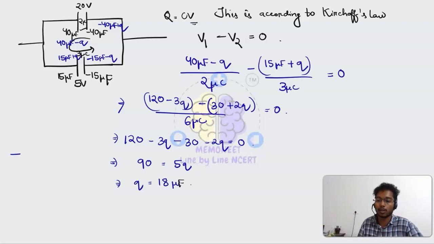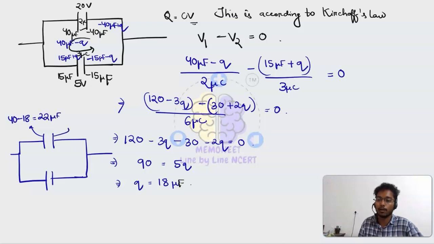So in the final condition, here is one capacitor, here is another capacitor, and the charge here is 40 minus 18, that is equal to 22 microfarad, and this will have minus of 22 microfarad, and here that is 15 plus 18, that is equal to 33 microfarad, and this will have minus 33 microfarad.